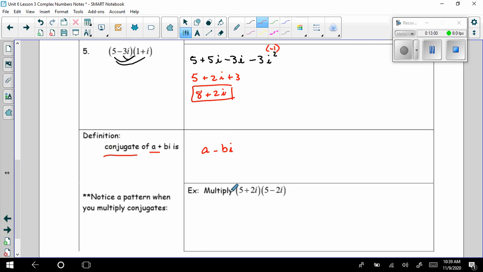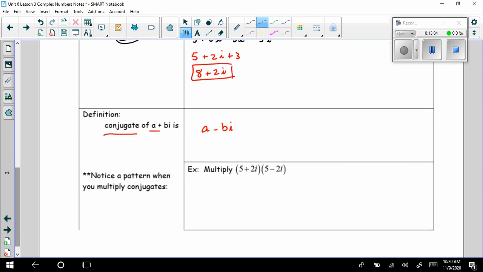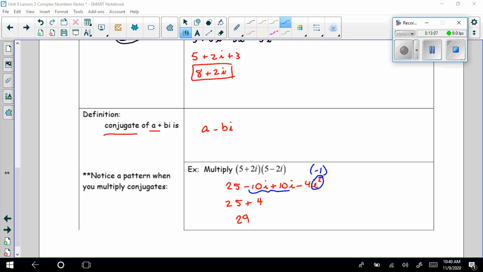What happens then when we multiply by a conjugate? Go ahead and multiply those. Okay, so when we multiply, we get 25 minus 10i, then plus 10i, then minus 4i squared. Because i squared is negative 1, this changes to plus 4 as these two middle terms cancel out, and we just get a 29. So again, we're rationalizing it.